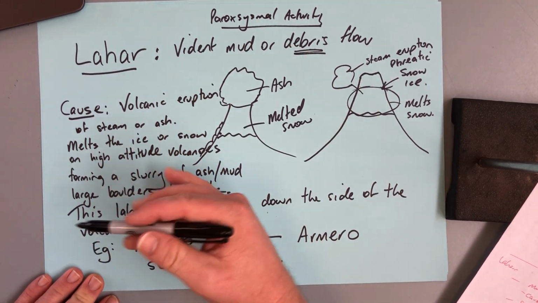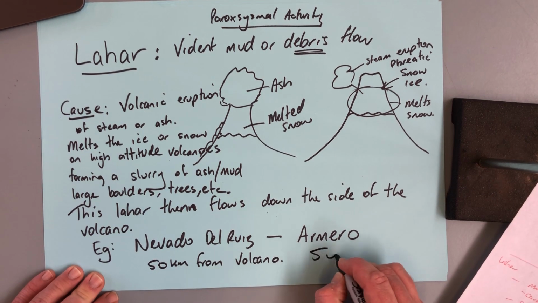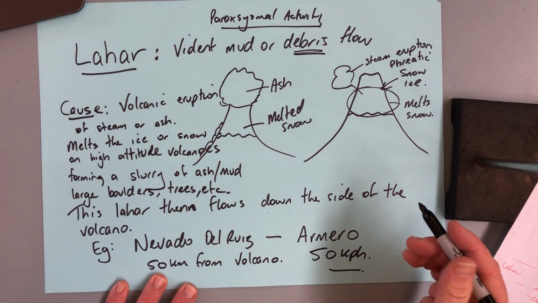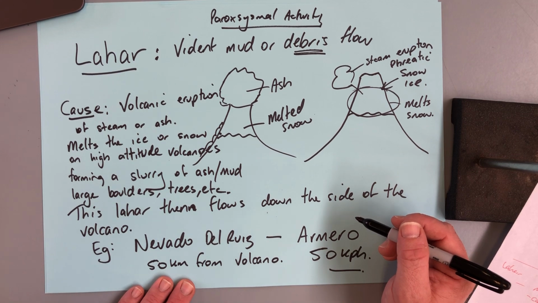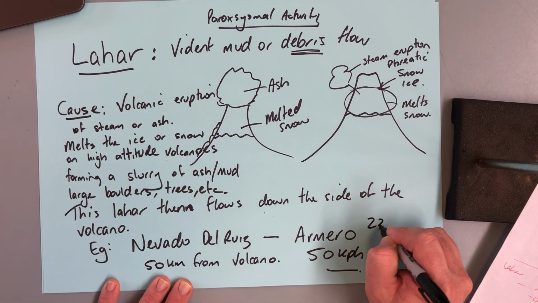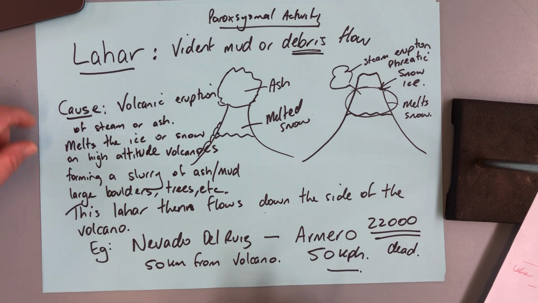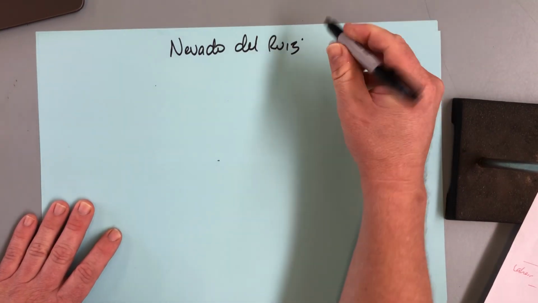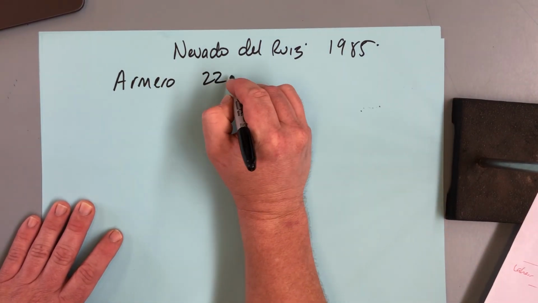Now, this lahar flowed down the slopes of the volcano. It was travelling at about 50 kilometres an hour, and it flowed right into this town. When it flowed into the town, it was actually fairly early in the morning. People weren't ready for it, and it killed 22,000 people. Now, the trouble with this particular tragedy itself, and I'll continue here, (1985), Armero, 22,000 dead.